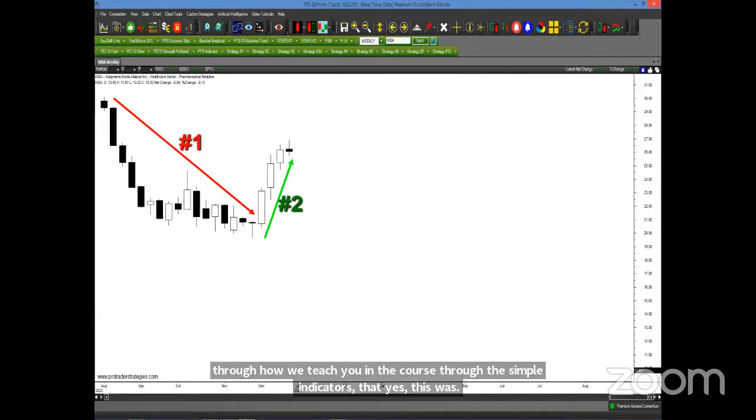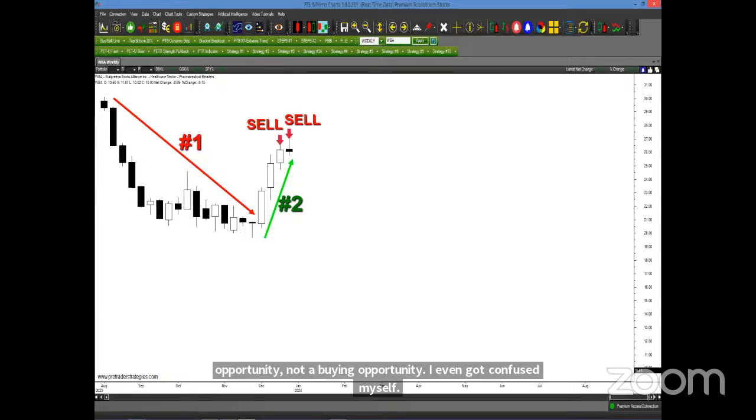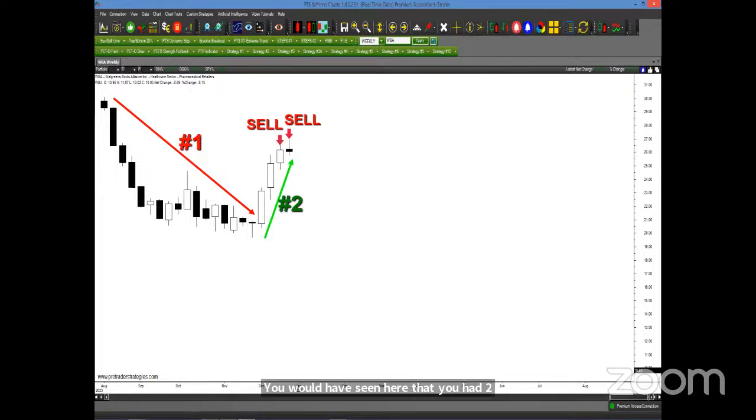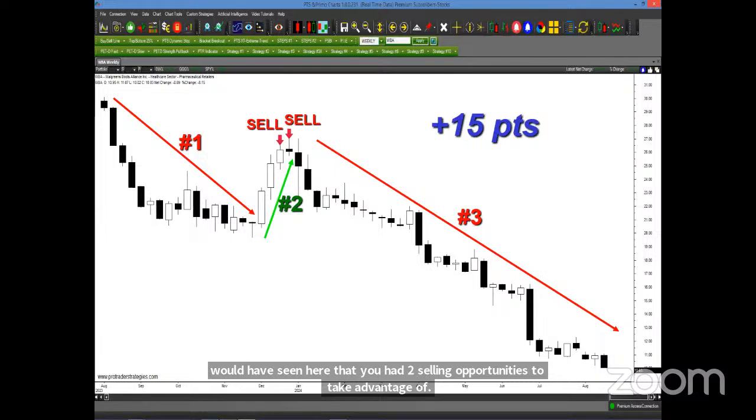So if it's phase two, this is not something to buy into, because most likely it's going to end and you'll be caught being long. And what if some news comes out and it goes straight down? You don't want to do that. You want to look at this as a buying opportunity, or I should say, I'm sorry, a selling opportunity, not a buying opportunity. I even got confused myself. So you would have seen here that you had two selling opportunities to take advantage of before it fell 15 points. Okay. Now this was a weekly chart.